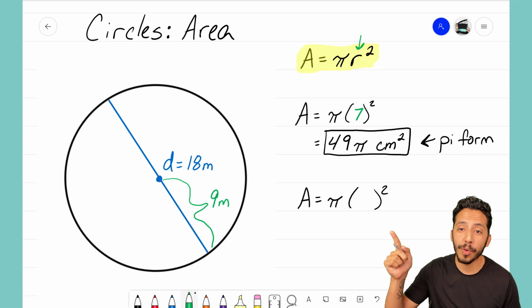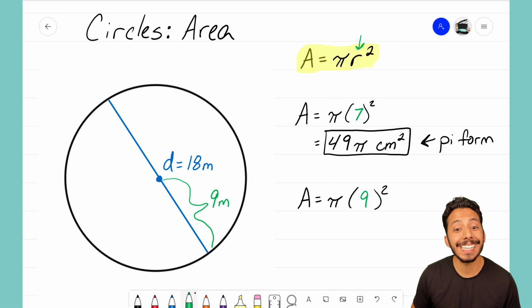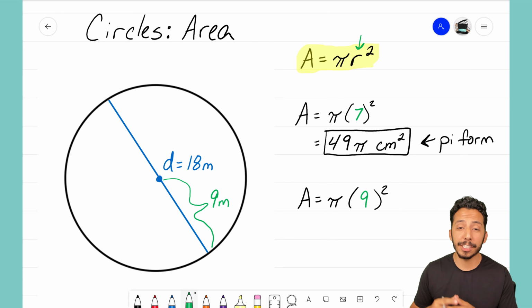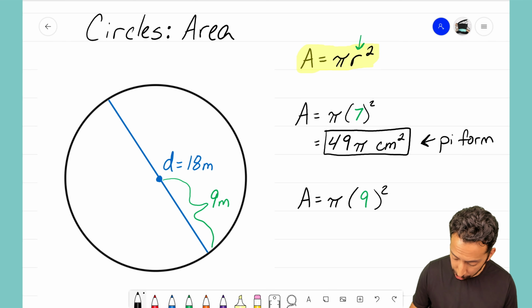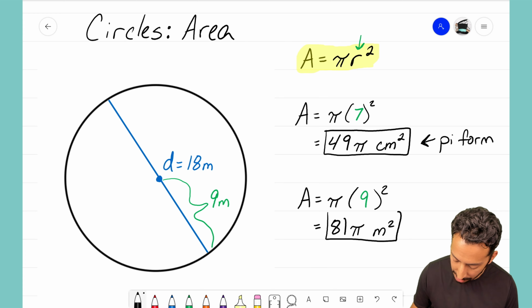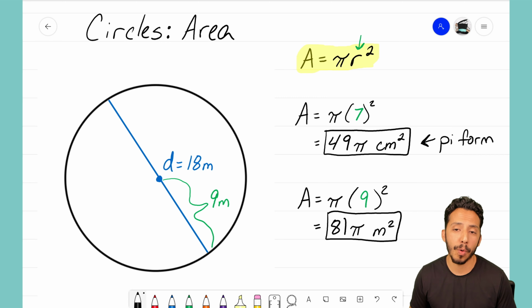So for this formula, I know that I need to plug in a 9 and not an 18. Do make sure you're checking your work, because you can see these formulas don't require that much work. Oftentimes when formulas don't require that much work, we tend to move quickly through them, and that's when mistakes happen. Always be sure for the area formula that we're putting in the radius. So 9 squared is going to give me 81. I'm going to put the pi on there. We're dealing with meters squared on this problem, and we're leaving it in pi form.